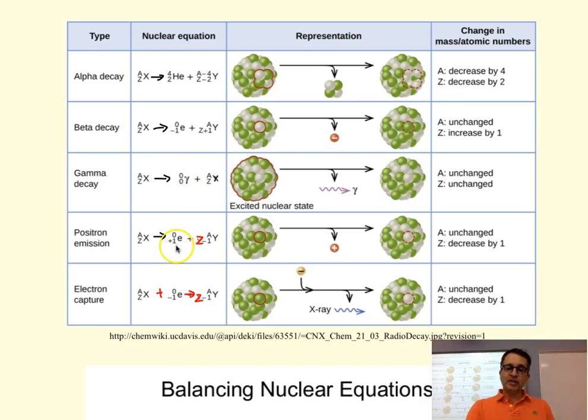Positron emission is the opposite. A proton is broken down, becomes a neutron, and so we're going to decrease our Z by 1. And electron capture, notice it's opposite. The electron is on the reactant side, and so we're going to end up with a product that has the same mass number but has 1 less proton inside.